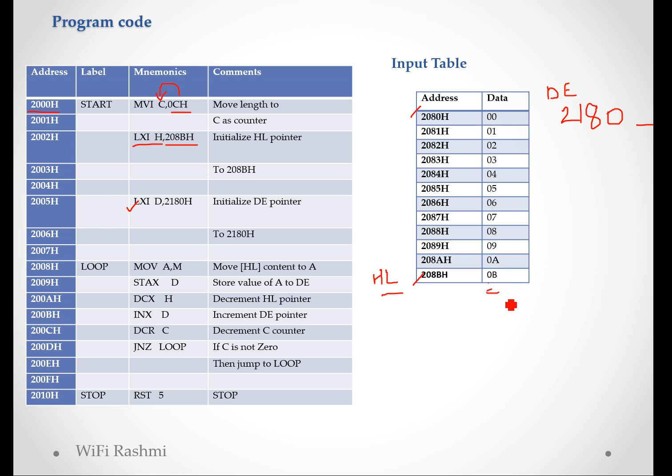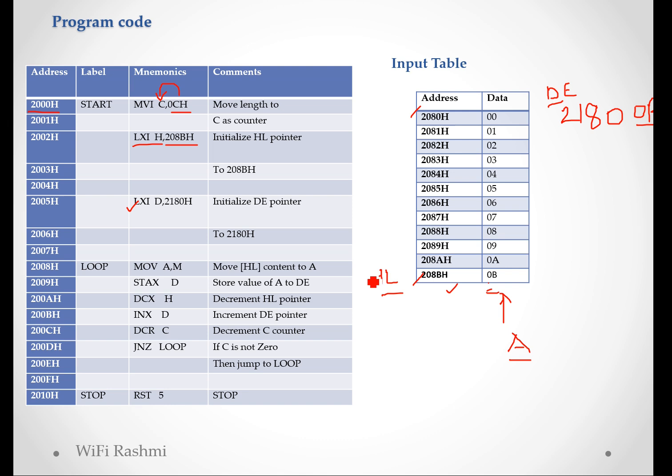So this 0B, where is it moving? It is moving into the accumulator. Now STAX D: wherever D is pointing, you have to store the value of the accumulator there. The accumulator value, that is 0B at present, I am storing at 2180. So my data got transferred in reverse order. That is, the last value became the first value.